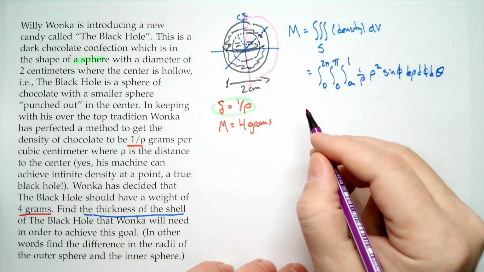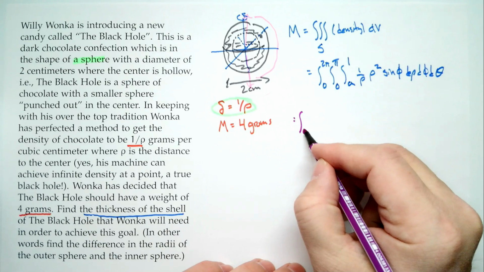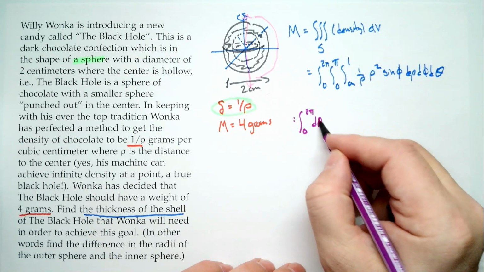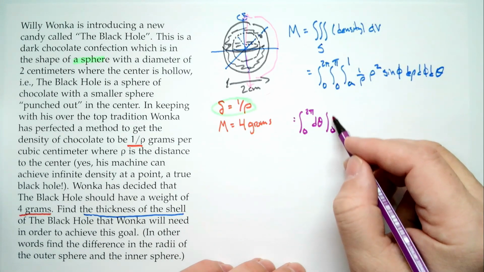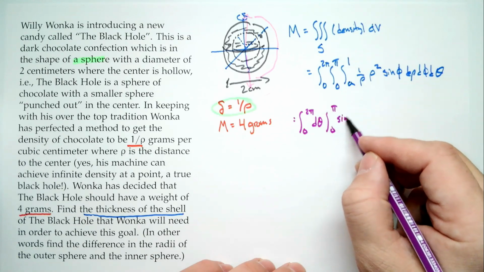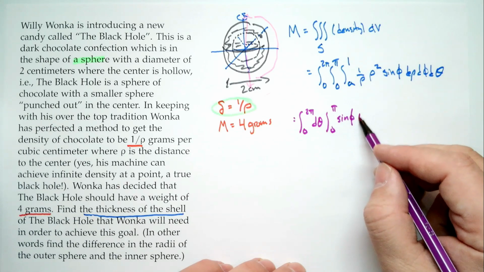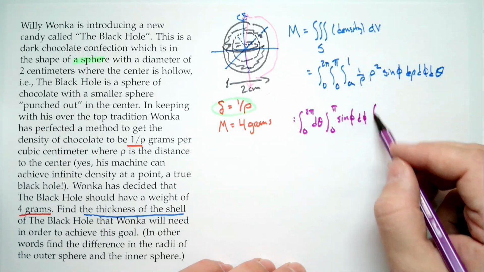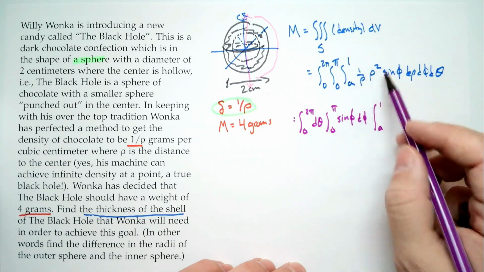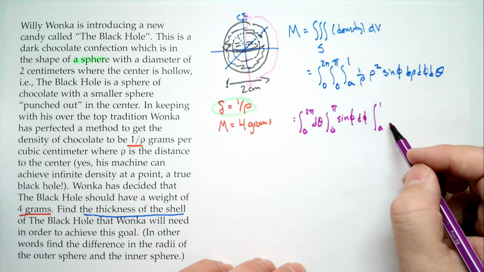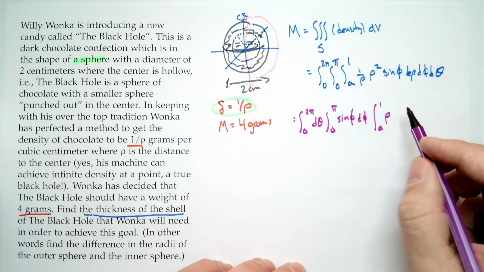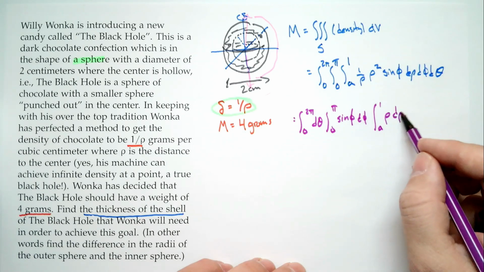So, separating this into three pieces, we get 0 to 2 pi, that's the d theta, 0 to pi, that's sine phi, d phi, and then the last one, a to 1, that'll be the rho. You have 1 over rho and rho squared, which becomes rho, and that will be d rho.